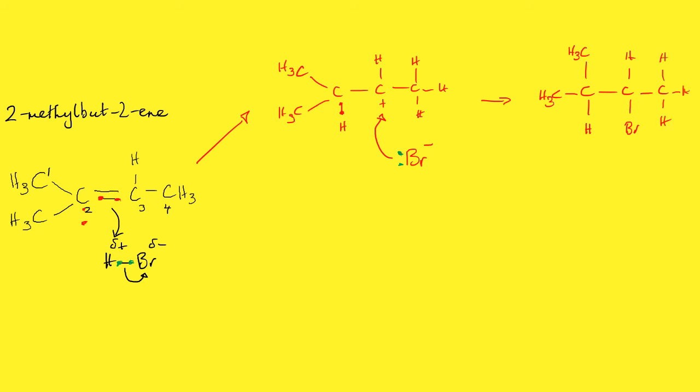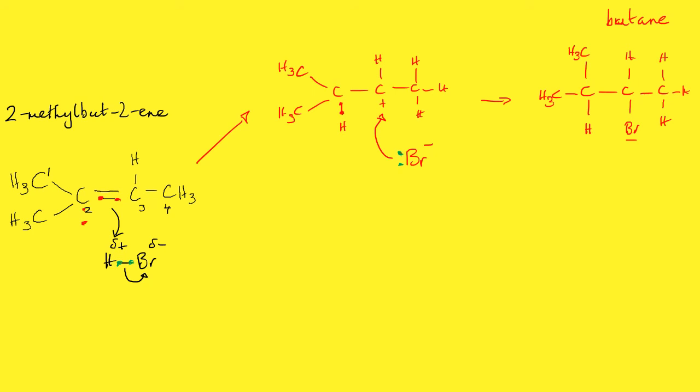Okay, we can name this now. In our longest part of the chain, we've got 4 carbon atoms. So the name is going to finish with butane, but we've got 2 groups attached to it. We've got a bromo group and a methyl group.